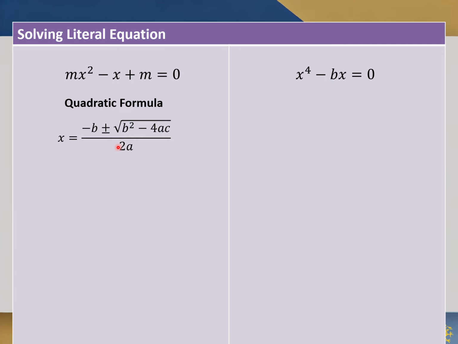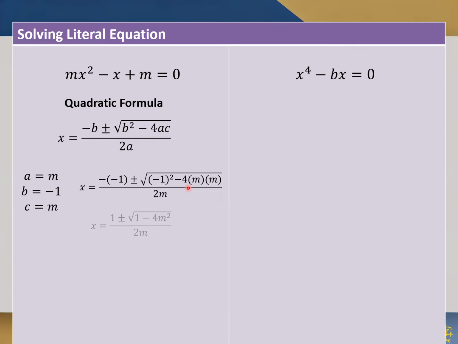With the quadratic formula, I need to think about what is my a, what is my b, and what is my c. So my a value is m, my b value is -1, and my c value is n. I'm just plugging those values into my equation and then simplifying. This turns into a positive. This will be 1 take away 4m squared over 2m. So this is the value of what x is.